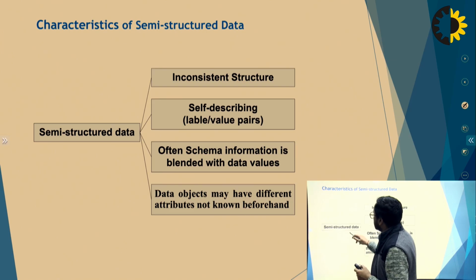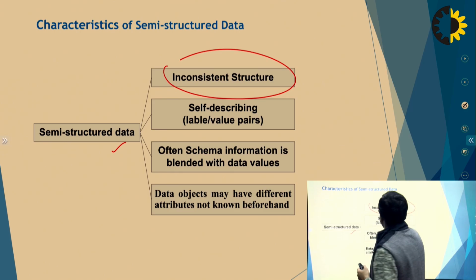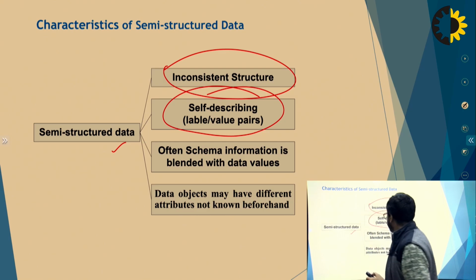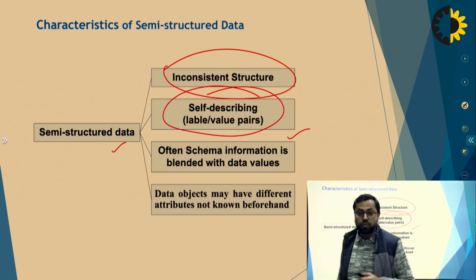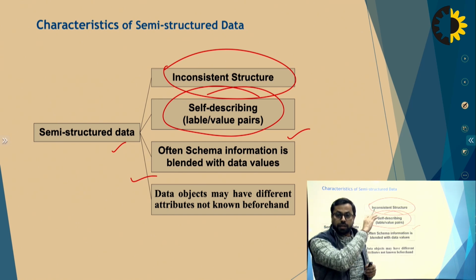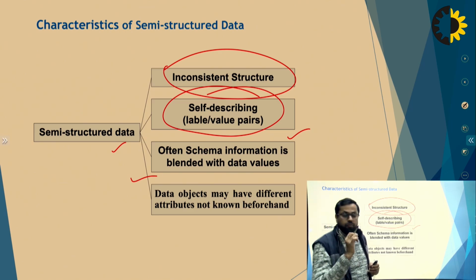What are the features of semi-structured data? We have an inconsistent structure. It is self-describing, based on label and value formations. Often schema information is blended with the data values. Data objects may also have different attributes not known beforehand. So these are the features of semi-structured data that are part of big data formations.